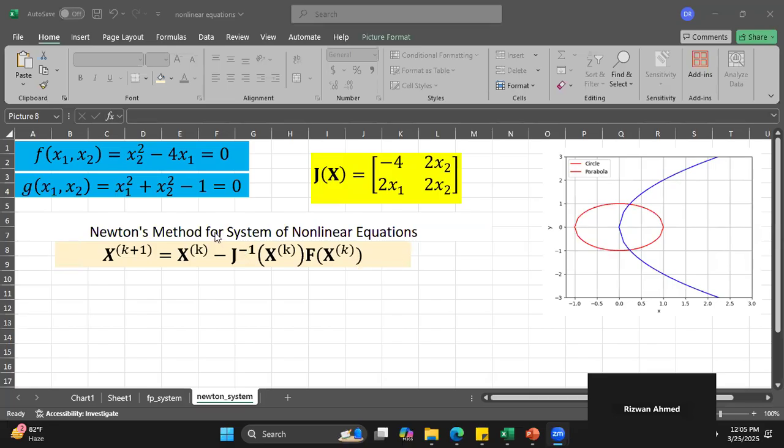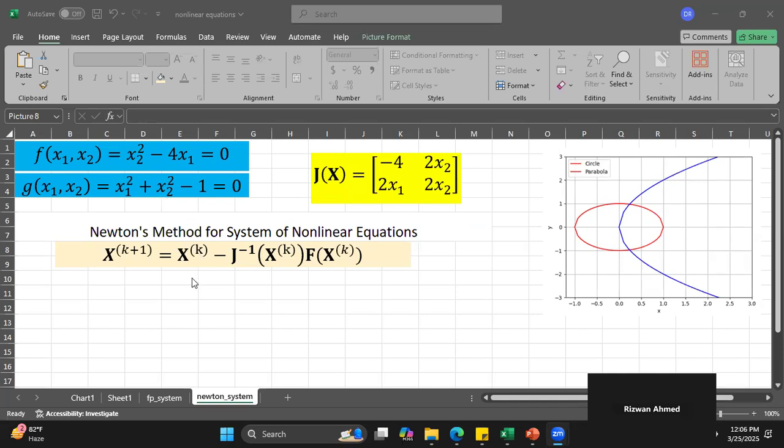In this demonstration, I would like to find the intersection of the parabola, which is the blue curve, and a circle. And they are represented by the equations f of x1, x2, which is the parabola equation, and g of x1, x2, which represents the circle.